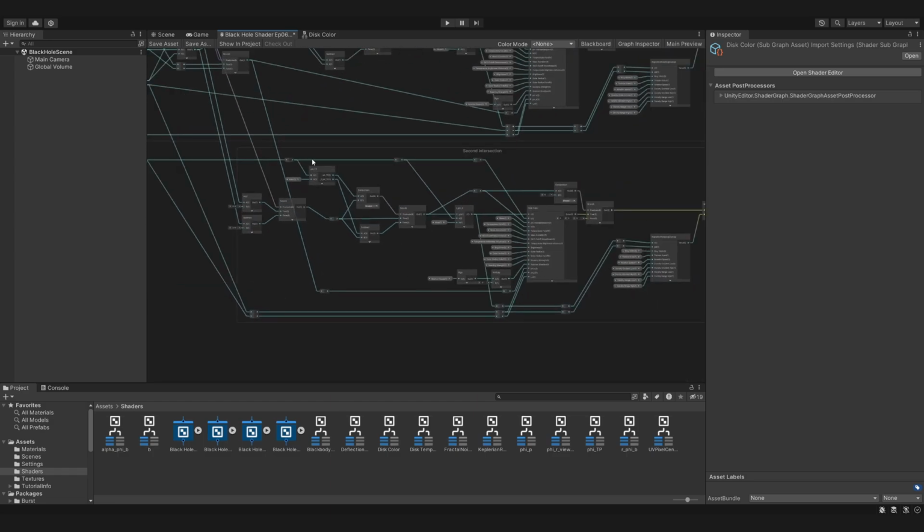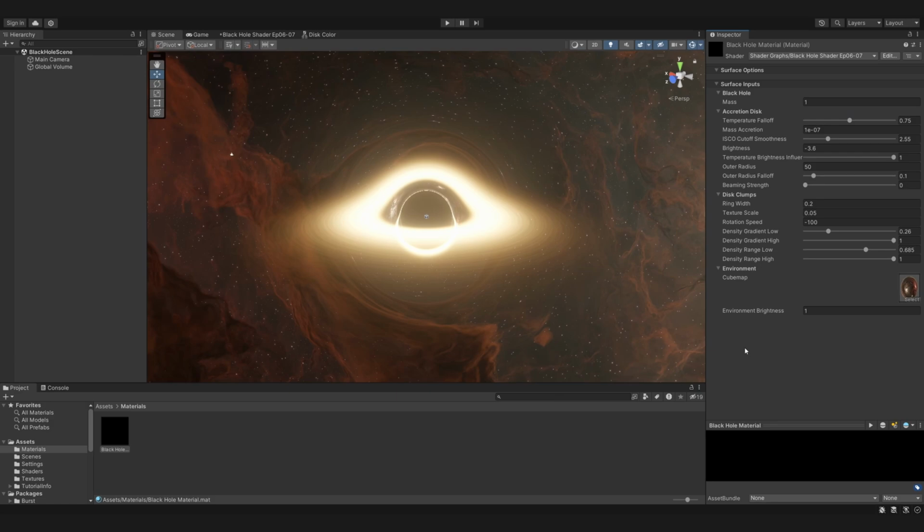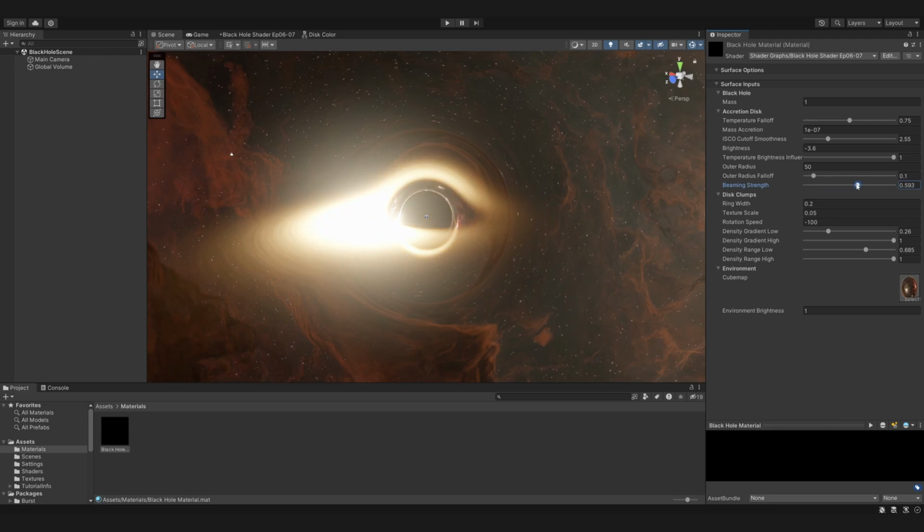Let's take a look at the results. If we increase the strength of the beaming effect, you can see what it does. The side of the disk that is rotating away from the camera becomes dimmer and redder, while the side coming towards the camera becomes brighter and bluer.